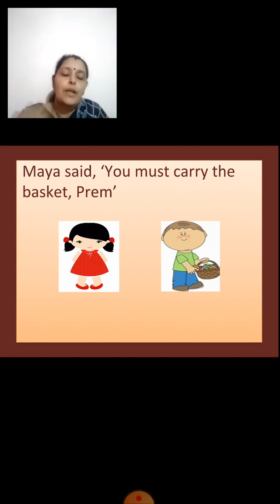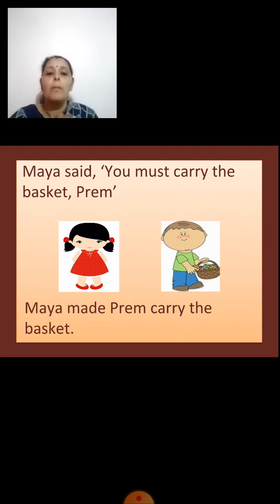Yes. So what should we write now? Maya said, you must carry the basket, Prem. So who is the one giving order? Maya. So Maya made whom? Prem. So Maya made Prem to do what? Carry the basket. So the sentence will be, Maya made Prem carry the basket.